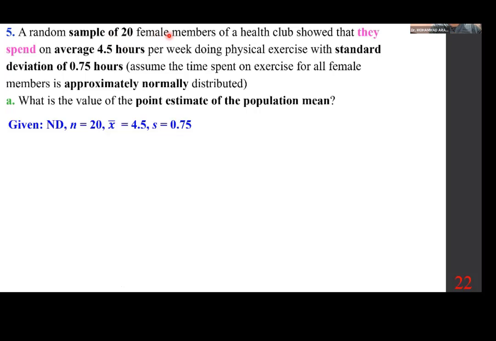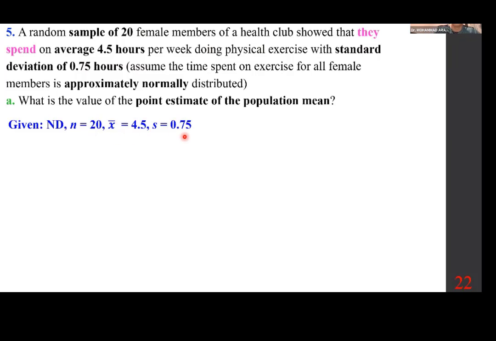A sample of 20 female members of a health club showed that those 20 subjects spend an average of 4.5. So this number goes back to that, with a standard deviation of 0.75. Again, this goes back to 20. It does not go back to the population. Therefore, this is X bar, this is S. If you recognize that, practically you're done.